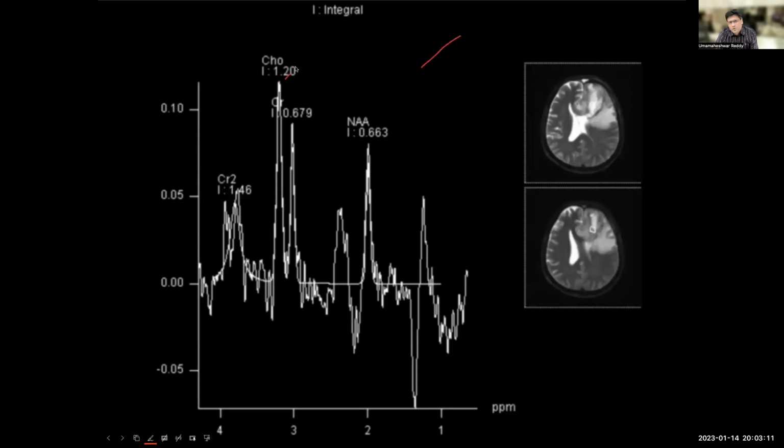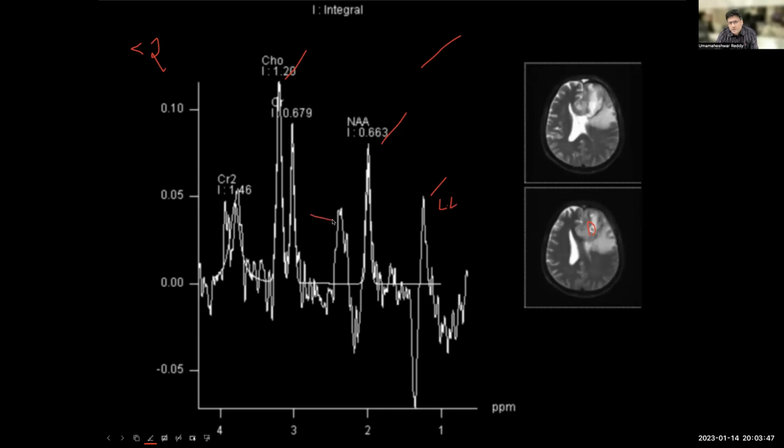If you see here, choline to NAA ratio is definitely not in the malignant range, that is falling below 2 in our case. This is a single voxel spectroscopy. The voxel placed here at the neck of the lesion. So this single voxel spectroscopy is showing elevated choline, decreased NAA, and elevated LL, lipid lactate. Lipid lactate is also slightly elevated here.